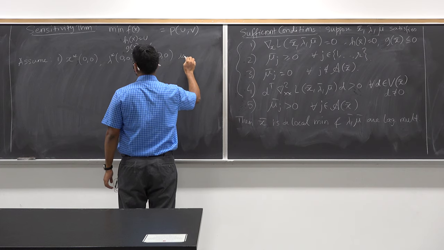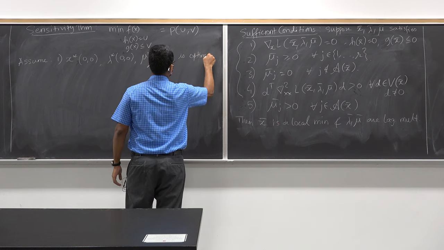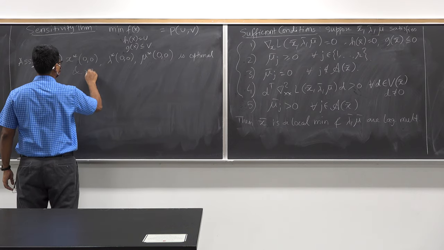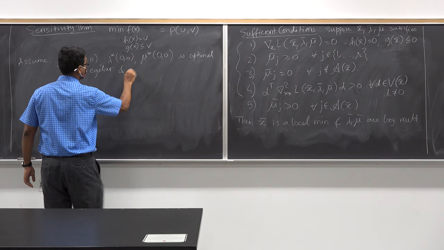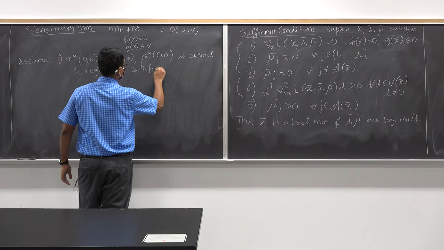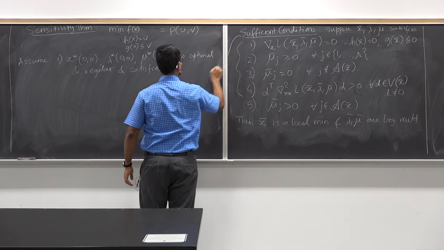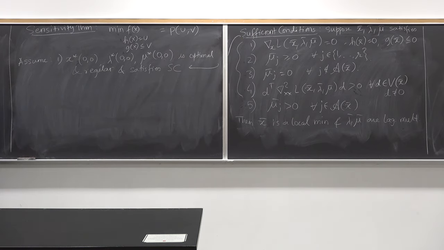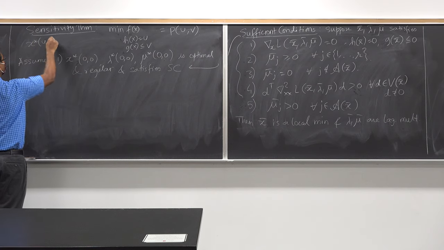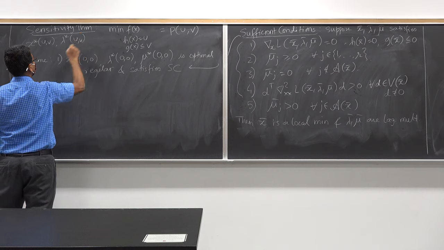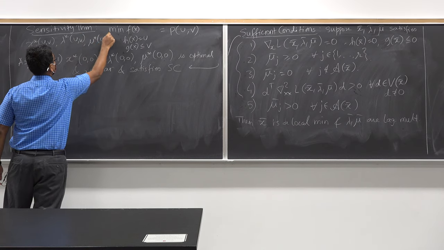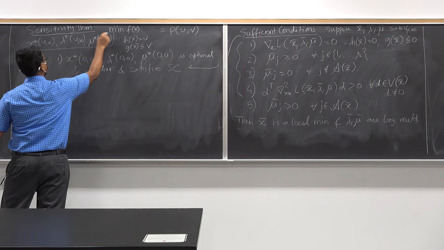is optimal and regular and satisfies sufficient conditions. So these sufficient conditions. Let me write that the solutions here are x star u comma v, lambda star u comma v, and mu star u comma v. That's the solution for this particular problem.